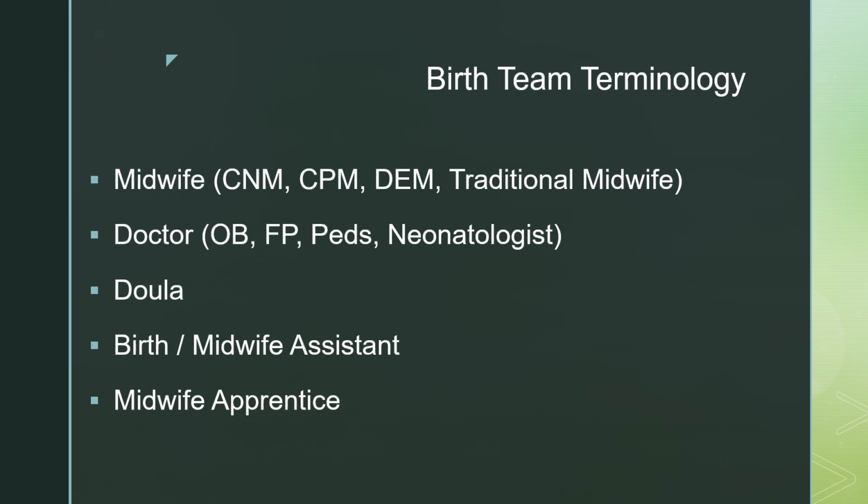A midwife apprentice is someone that's actively training with the midwife to learn to be a midwife. So their role, they're going to be asking different questions. They're a student. They're in a learning role. They're not so much hired by the midwife to be part of the birth team. They're in their clinical rotation to train to do what the midwife is eventually doing.